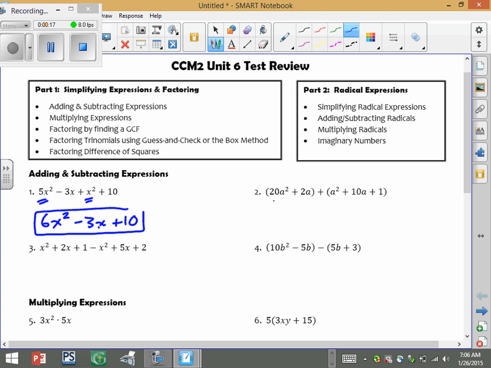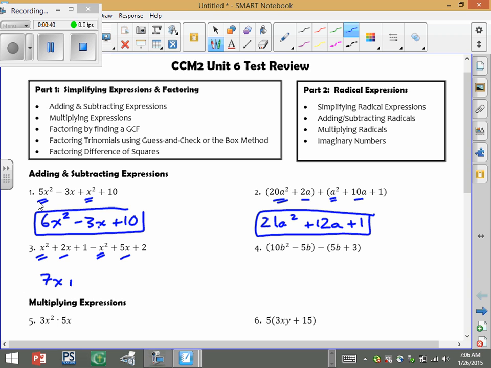Maybe they're in parentheses. We have 20a squared plus 1a squared, so we have 21a squared. You got a 2a plus a 10a, so you have 12a, and then finally plus 1. Here you got an x squared minus x squared, so those are actually gone. It turned to 0x squared, so we don't have to write anything. You have 2x plus 5x, which is 7x, and then 1 plus 2, that's 3, so 7x plus 3.